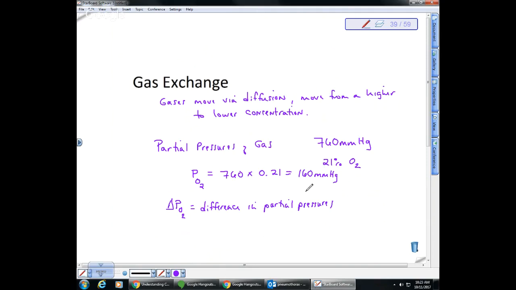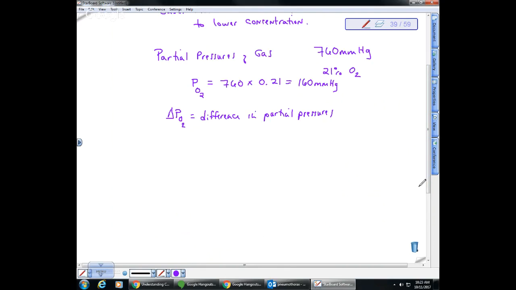Okay. So this is important because it relates to an equation that we can look at, which is called Fick's law. And so this is from physics, but it can be modified to look at the physiology of what is going on with gas exchange. And it is the rate of diffusion.